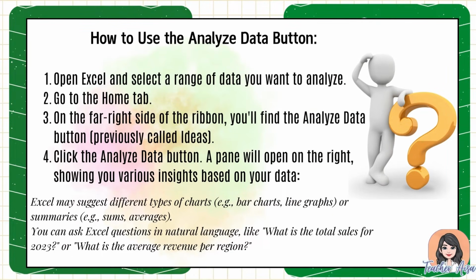How to use the Analyze Data button. 1. Open Excel and select the range of data you want to analyze. 2. Go to the Home tab. 3. On the far right side of the ribbon, you'll find the Analyze Data button, previously called Ideas. 4. Click the Analyze Data button. A pane will open on the right, showing you various insights based on your data.